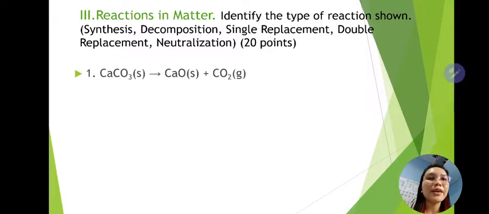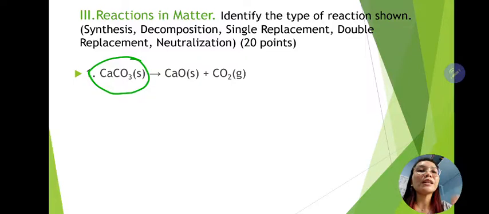So first, we have this chemical reaction from calcium carbonate. It becomes calcium oxide and carbon dioxide. So what do you think is the type of reaction? The first thing to do is to check what is present on the left side of the arrow. These are called the reactants. And the right side of the arrow, where the pointer of the arrow points, are the products.